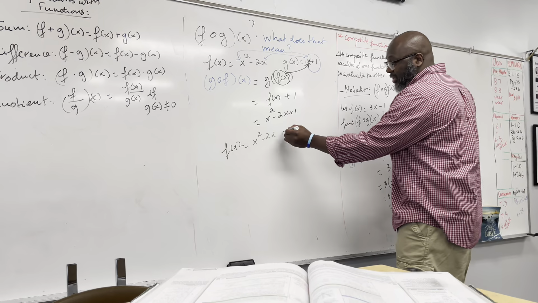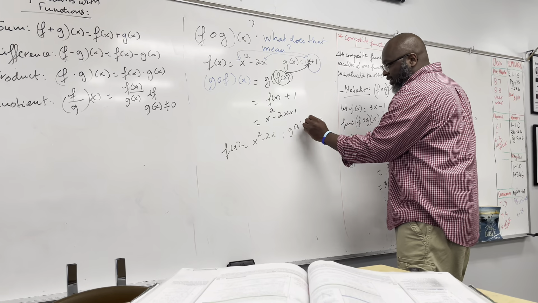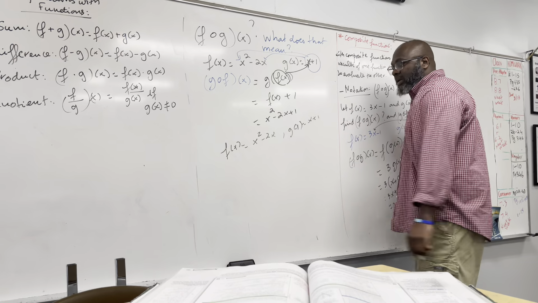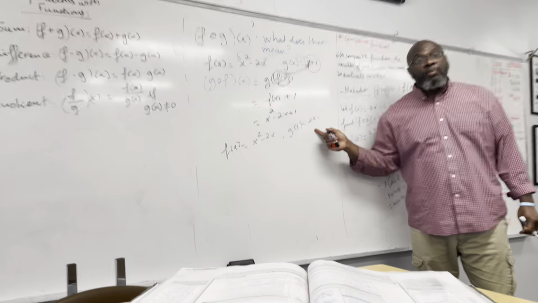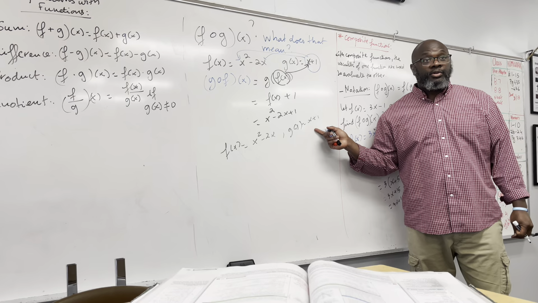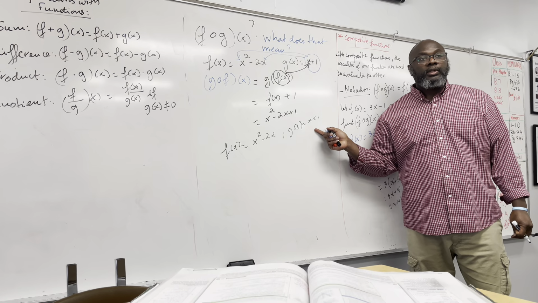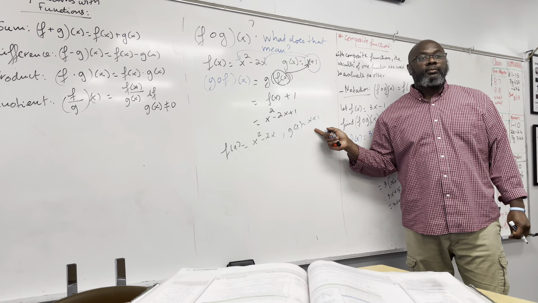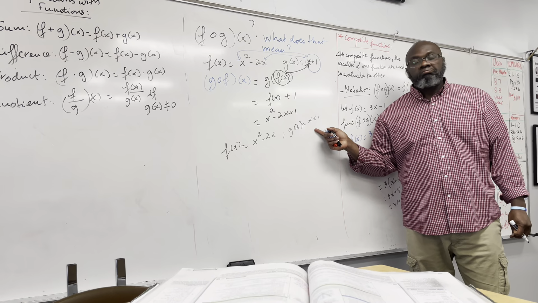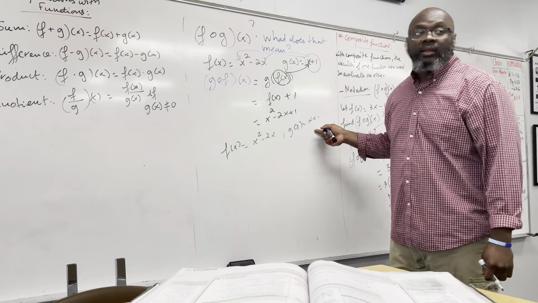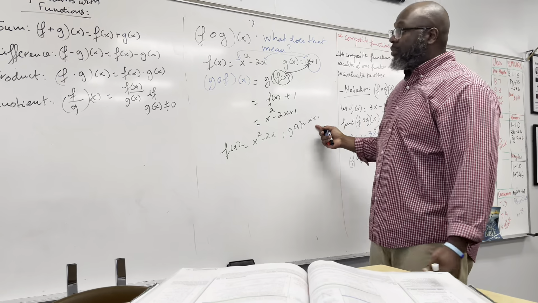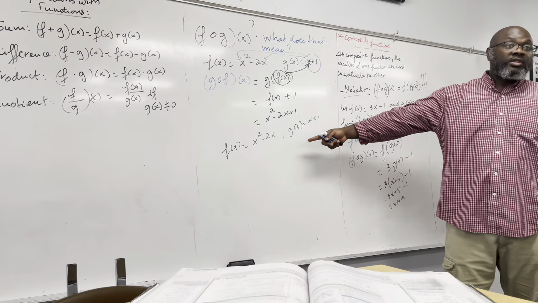If you look at g of x equals x plus 1, there is no value for which this does not exist. So the domain of this function is all real numbers. If it was x squared minus 2x over x plus 1, the domain would be all real numbers except -1, right? But here the domain is all real numbers because there is no value for which this does not exist.